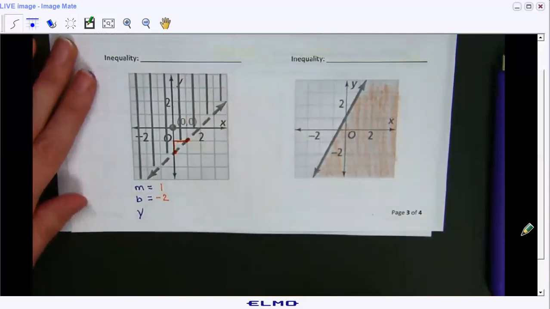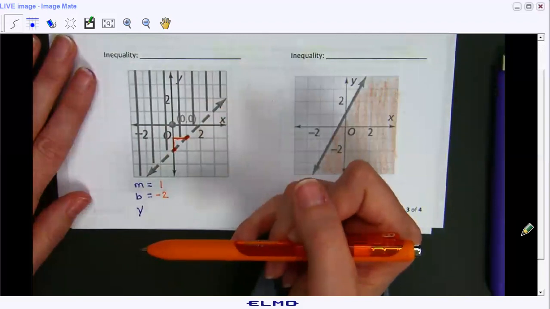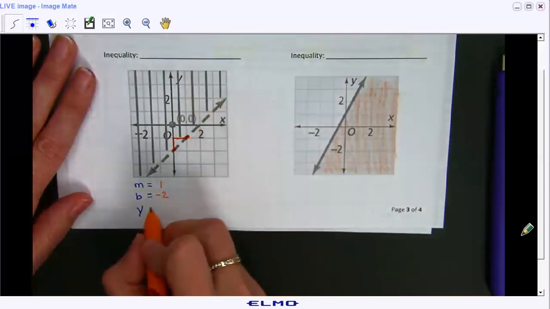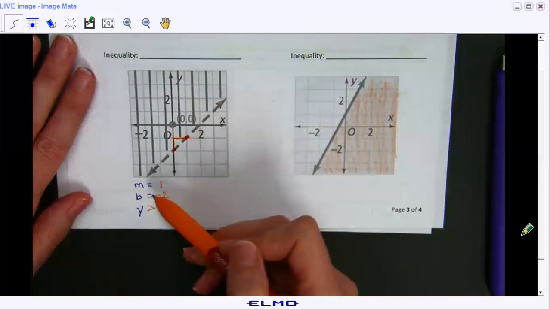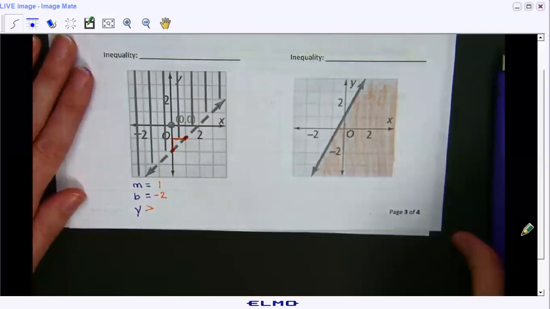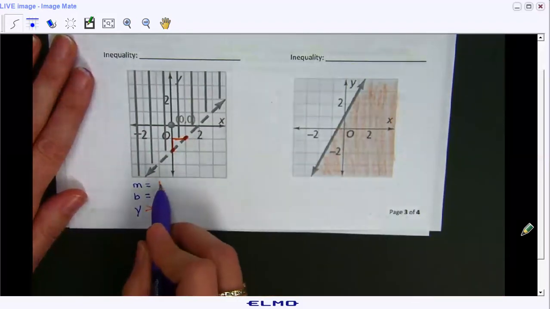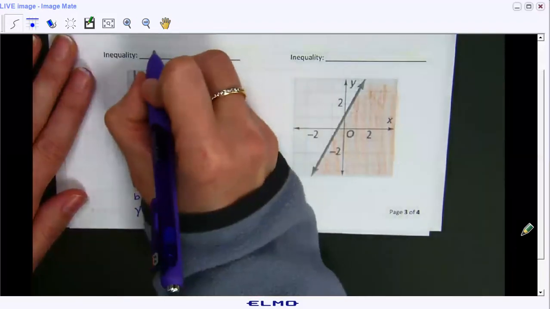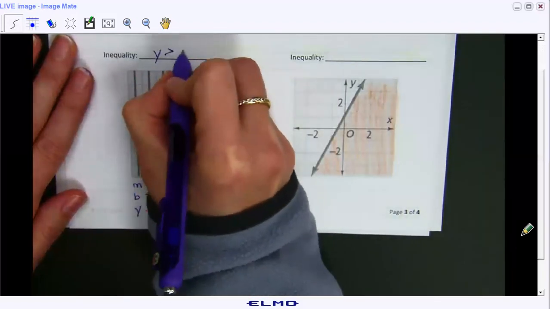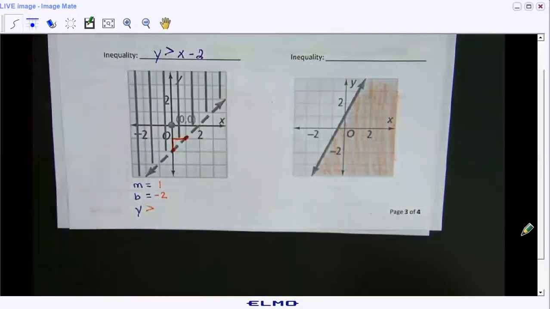Now, my shading is above the line. So is y greater than or less than? Greater, above is greater. My line is dotted, so is there an equal sign with it? No. So now I can write my equation as y is greater than 1x minus 2. Yep, x minus 2. All right.